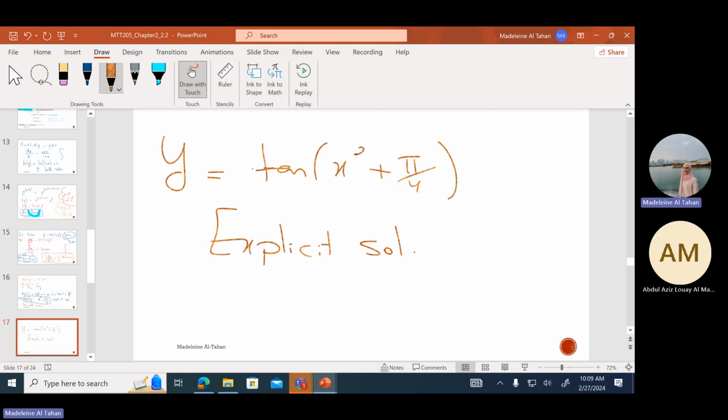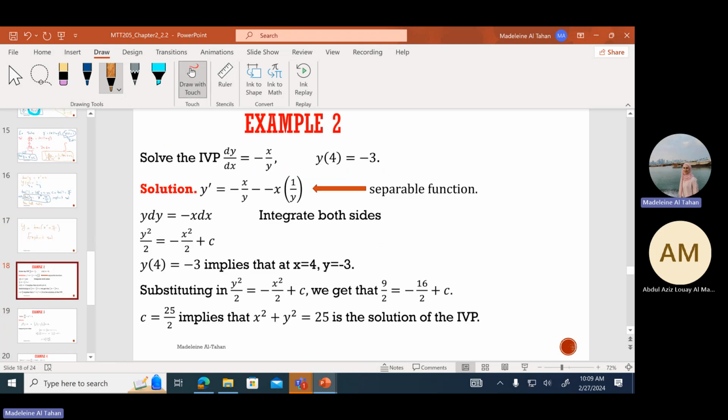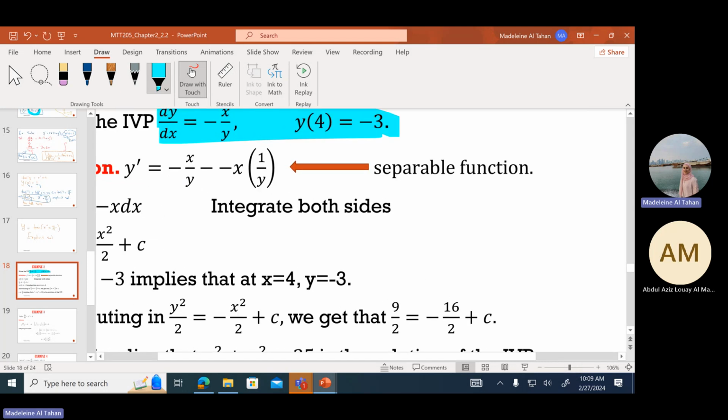Do we continue? Depending on the question, right? Find the explicit solution, continue. Do I need always to find the constant c? Unless it's what? Like this example, unless it is an initial value problem. So if you look here, this one is an initial value problem.